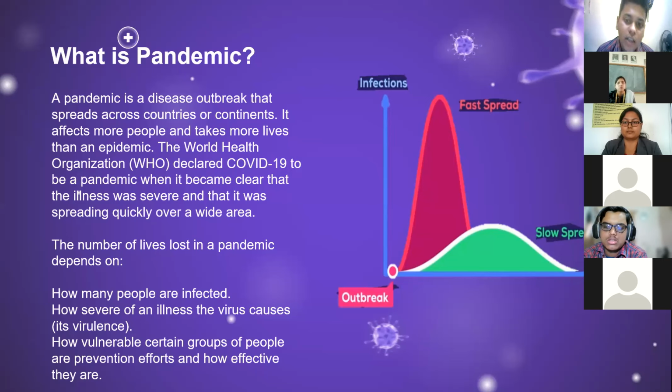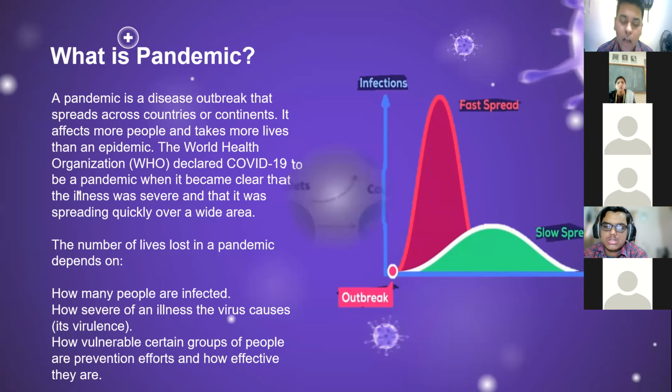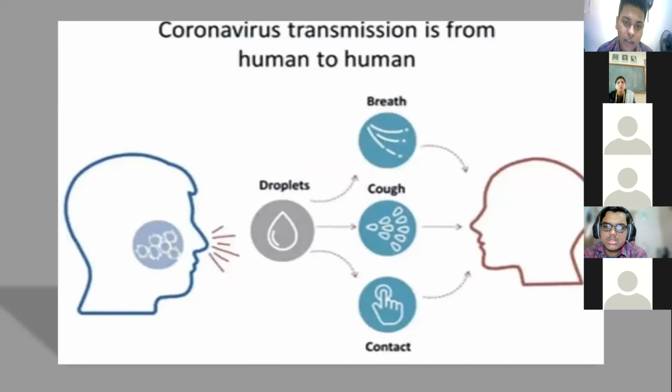So why did coronavirus become a pandemic? As it was fully sure that the illness was very severe and it was spreading over a wider area in a very short period of time. Coronavirus is generally a droplet infection as it spreads through breath, cough, and contact. And also, it is not very different from the influenza virus that attacks our body, and hence the immune system has a predictable response towards it.